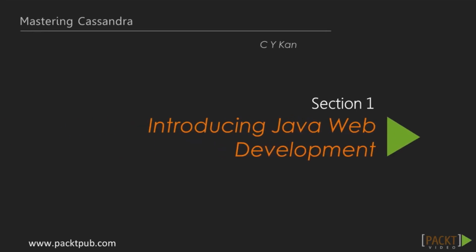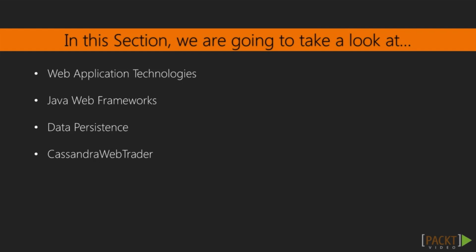Welcome to the first section of the Mastering Cassandra video course, Introducing Java Web Development. In this section, we'll take a look at the fundamentals of Java web application development. The topics include web application technologies, Java web frameworks, and data persistence. Last but not least, we'll touch base with the simple web application that we'll build over the course.